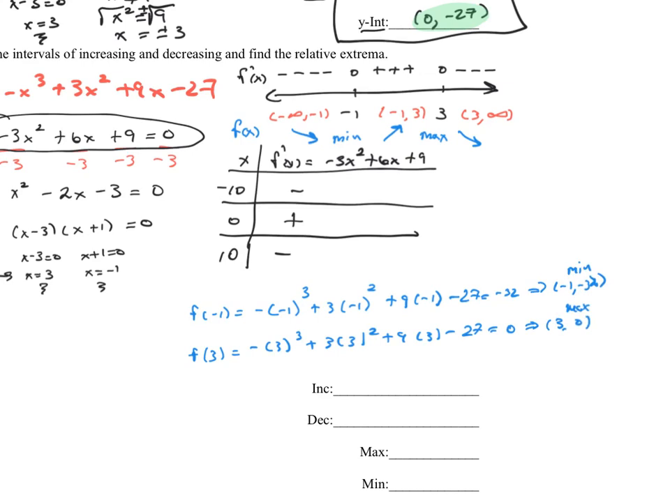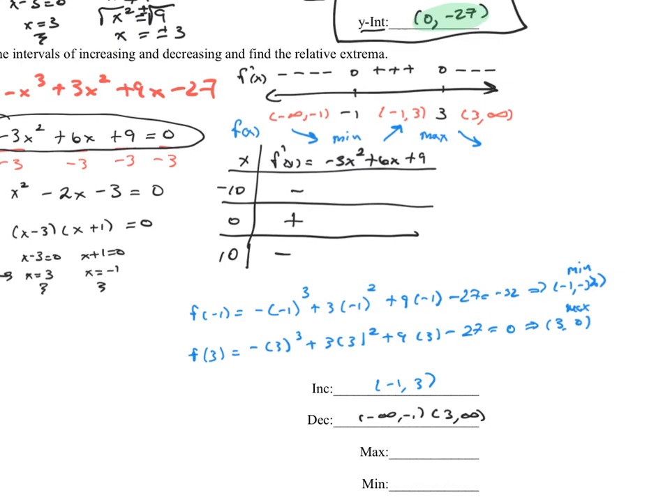So let's put all this together. When was this function increasing? It was increasing when the derivative was positive, which was on the interval -1 to 3. When was this function decreasing? It was decreasing when the derivative was negative. That had happened in two separate places. That is on the intervals -infinity to -1, and also 3 to infinity.